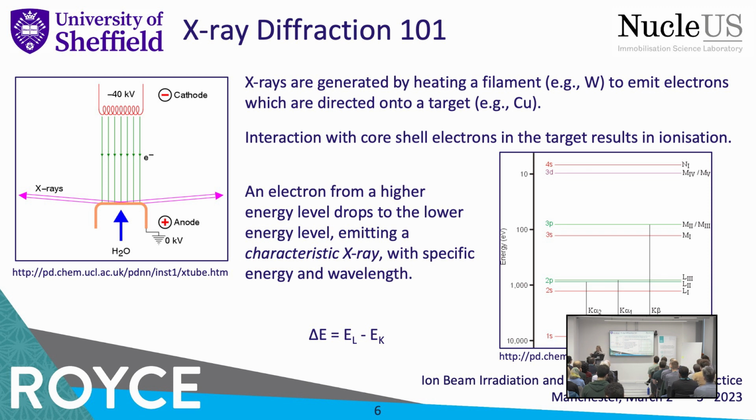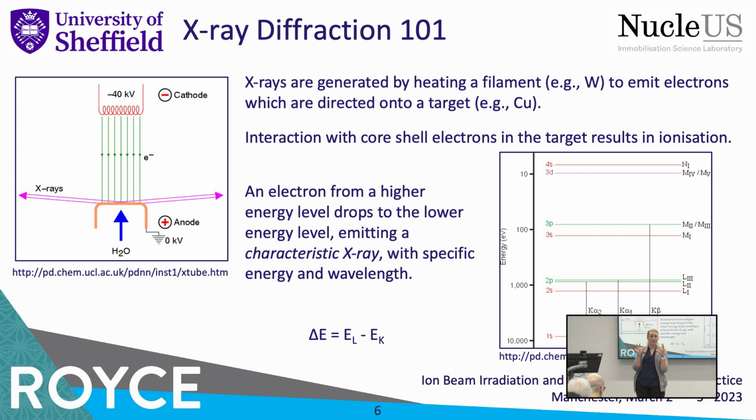And what happens then is the electrons interact with the core shell atoms of our copper target, promoting those core shell electrons, ionizing them, which leaves a hole in our metal atom. And then what happens when you have a hole in your shell of electrons is an electron from a higher energy level drops back down to fill that hole. But when that happens, it emits electromagnetic radiation in the form of an X-ray.